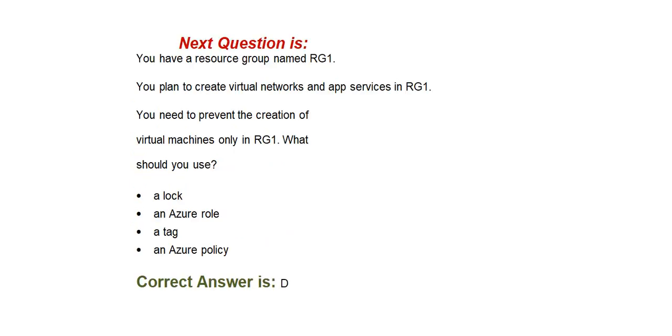Next question is, you have a resource group named RG1. You plan to create virtual networks and app services in RG1. You need to prevent the creation of virtual machines only in RG1. What should you use? Option A, lock. Option B, an Azure role. Option C, a tag. Option D, an Azure policy. Correct answer is option D, an Azure policy.